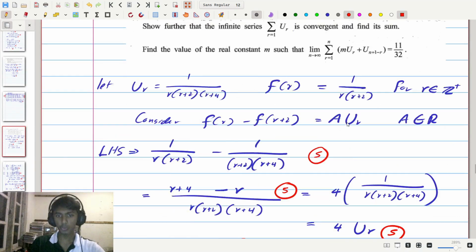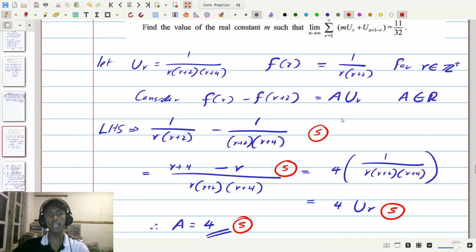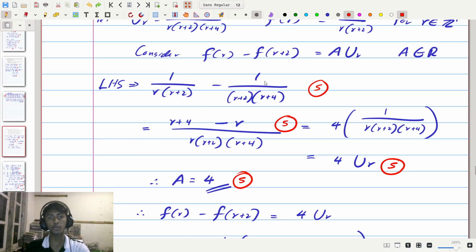So at the start of the question, when you take this equation f of r minus f of r plus 2 equal to a times u of r, and then you substitute the left hand side for f of r and f of r plus 2 like so, you get 5 marks for that.